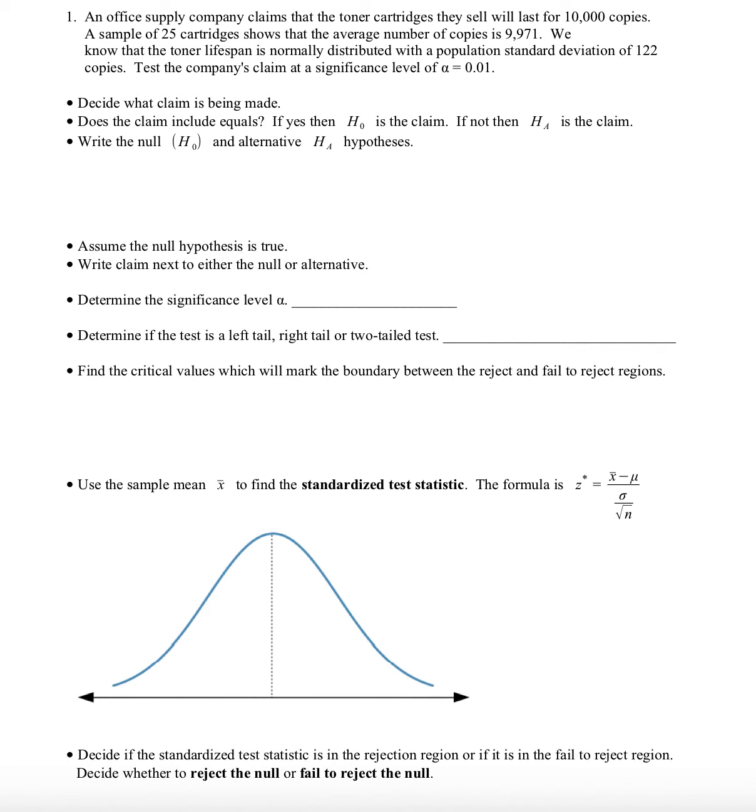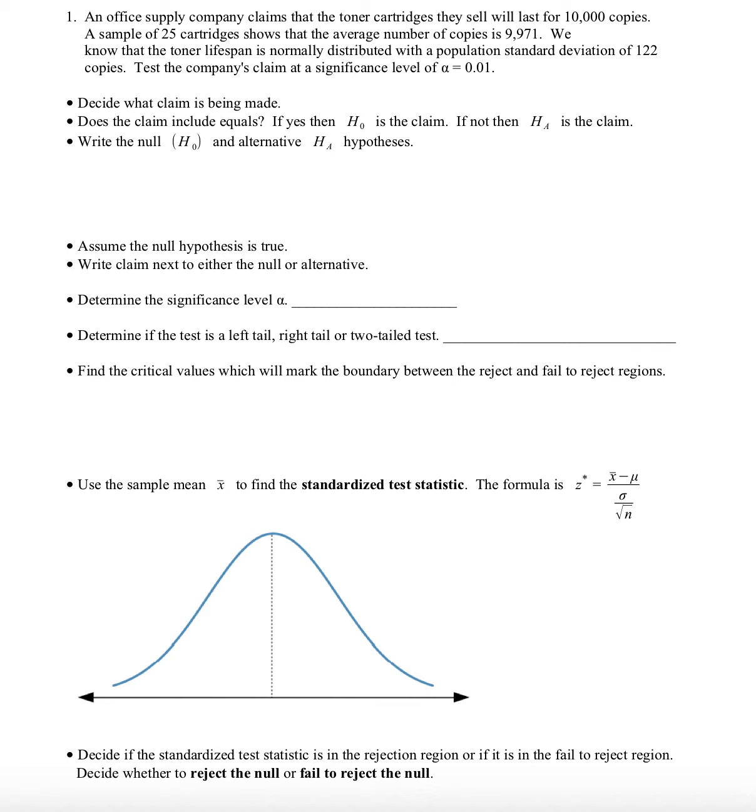Here's the example. An office supply company claims that the toner cartridges they sell will last for 10,000 copies. A sample of 25 cartridges shows the average number of copies is 9,971. We know that the toner lifespan is normally distributed with a population standard deviation of 122 copies. Test the company's claim at the significance level of alpha equals 0.01, which is 1%.